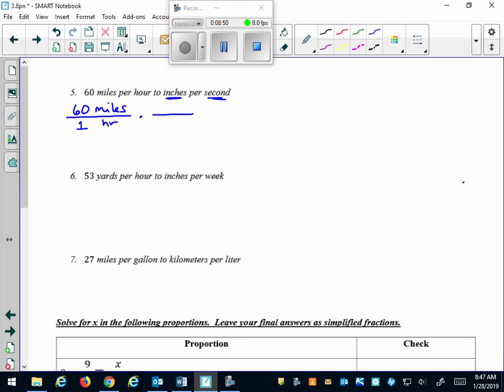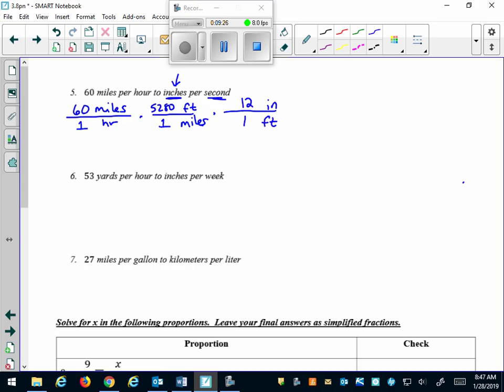So I'm going to start with my miles and put miles on the bottom. Now, I can't convert miles into inches right away. I need to break it down a little further. I know how many feet are in a mile. Okay, and that's 5,280 feet in 1 mile. Okay, now again, my goal is inches. I'm not there yet. So now I need feet on the bottom so that the feet cancel. Do I know how many inches are in a foot? Yes, I do. There's 12 inches in a foot.